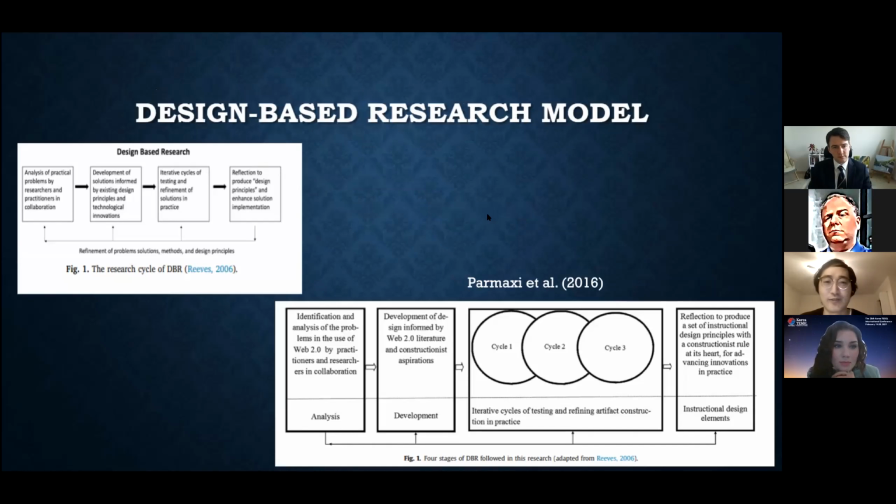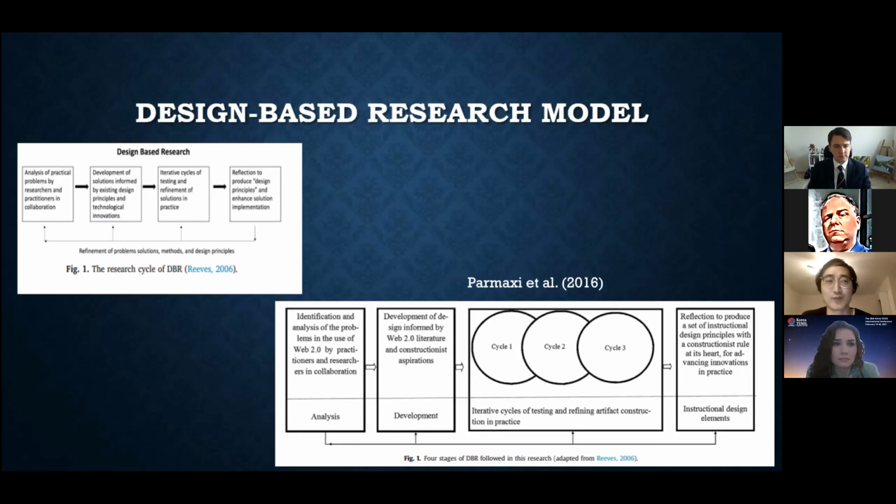And I would like to introduce a model for DBR. Lots of DBR researchers use this type of model. So first, researchers and practitioners analyze practical problems together in that context, and then they look at theories to find a theoretical framework, and then based on those theories, researchers and practitioners develop solutions together.